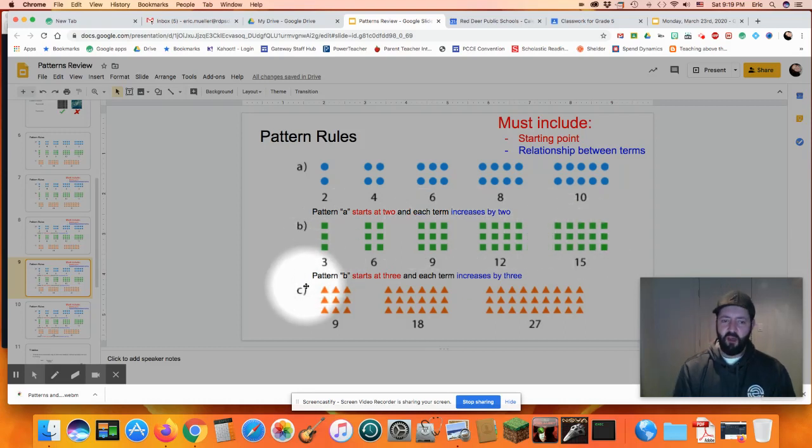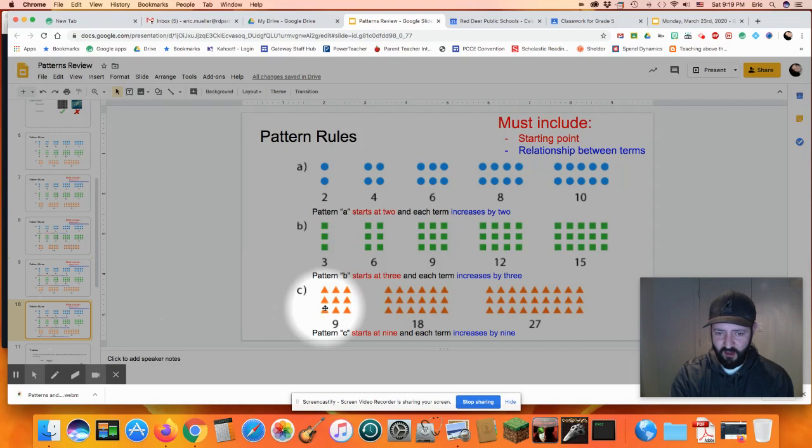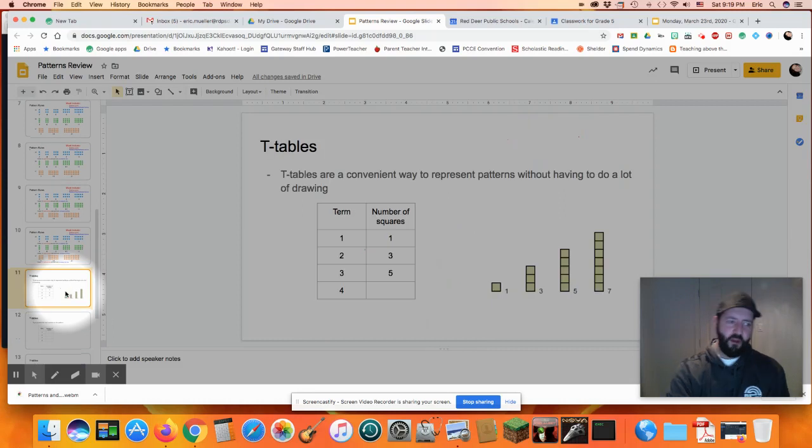Okay, let's do the last example here, example C. And again, I'll give you a few seconds to have a look at that and see if you can come up with the pattern rule for that. And here's what I got. Pattern C starts at 9, and each term increases by 9. Perfect. So that's pattern rules.